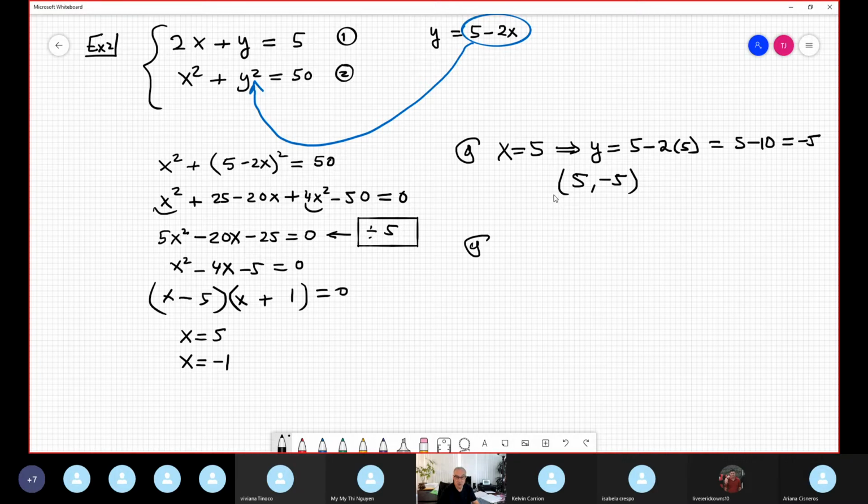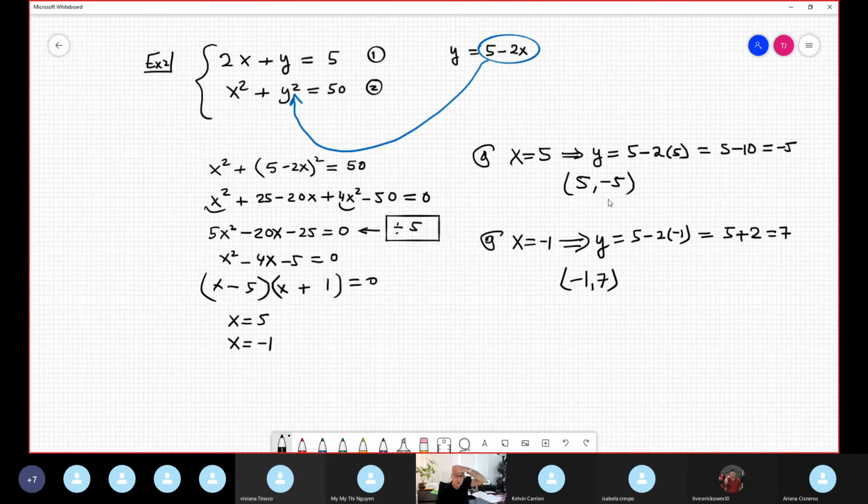Super. And also at x equal -1, y is equal to 5 minus 2 times -1. So 5 plus, because double negative becomes positive, 2 is 7. And the point is the point -1, 7. And this is the solution for this system: 5, -5 and -1, 7. Okay. And immediately, of course, we verify in decimals, no? To make sure everything is okay.